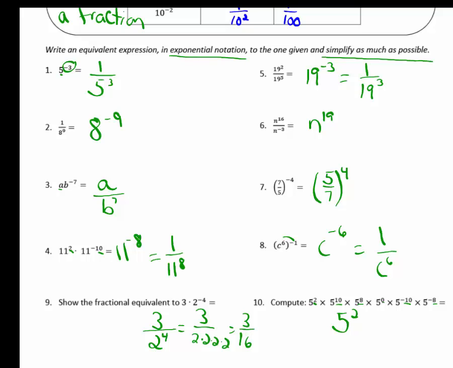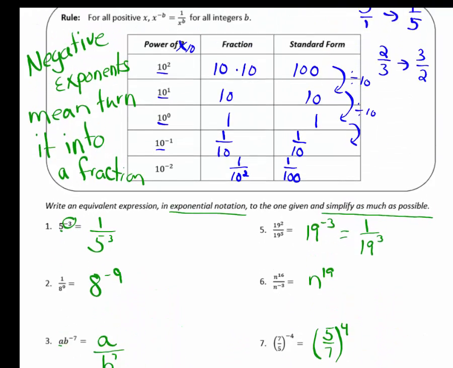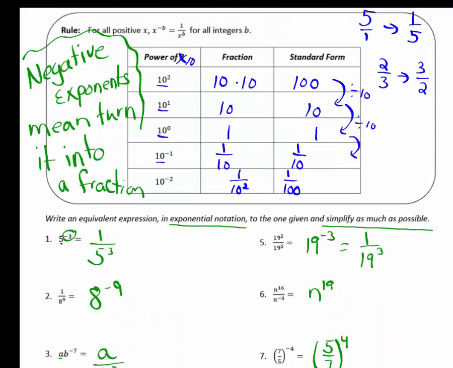So, this better be in your notes when I check them, right? Negative exponents mean turn it into a fraction, and I'm going to even add in here, in parentheses, reciprocal.